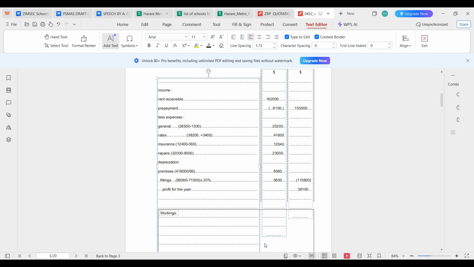I hope you have been assisted very well. Please take note of this on adjustments. Accrued expenses, we add them, and prepaid expenses, we deduct them. It's very important for us to know that, to acknowledge the matching principle of accounting.